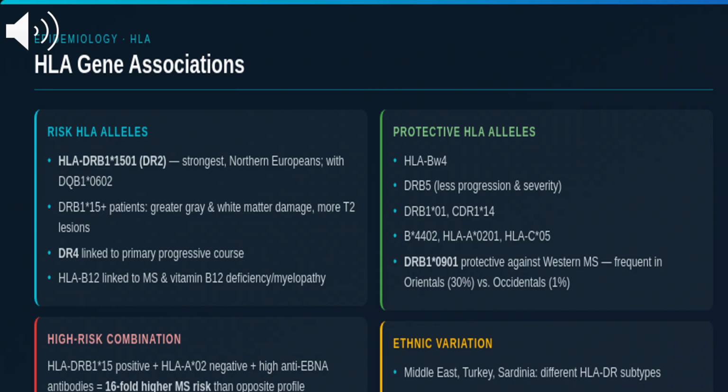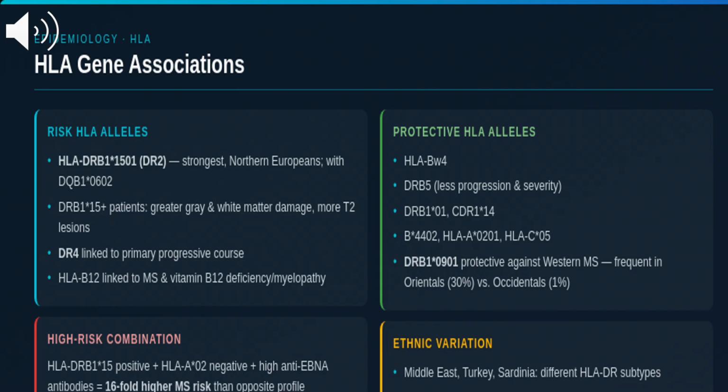Protective alleles are equally informative. DRB1*0901 protects against Western type MS and is found in 30% of Orientals but only 1% of Occidentals, which partly explains the low MS incidence in East Asia. HLA-A*0201 and HLA-C05 are also protective. The DR2 and DR4 links suggest two different HLA-linked pathogenic mechanisms for CNS lesions, potentially explaining some of the clinical heterogeneity we observe.